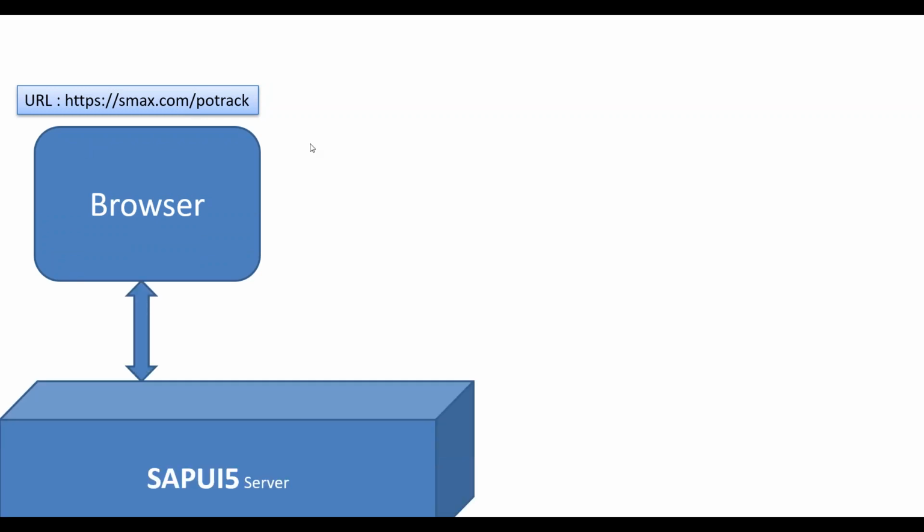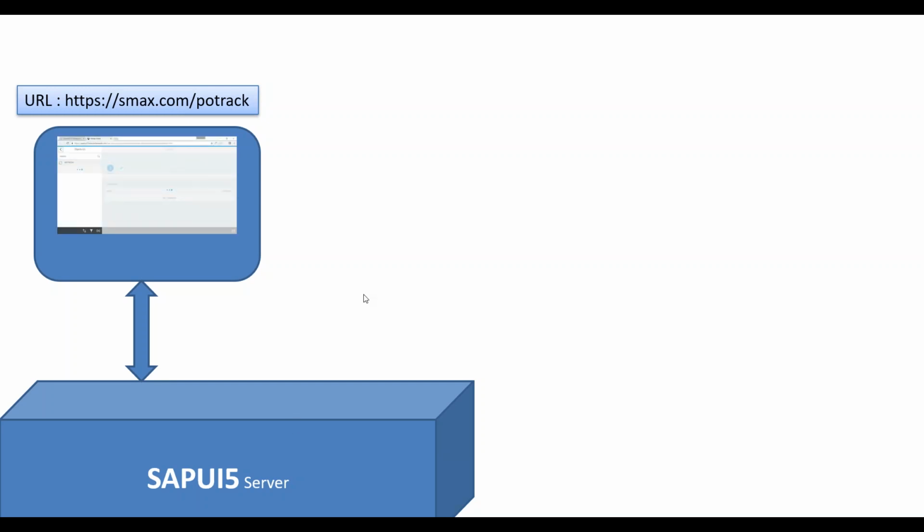smax.com purchase order tracking. So when you paste this URL and press enter, what is happening? The browser will retrieve the application from a server, and it gets loaded on the browser. That application contains a lot of HTML files, CSS files, JavaScript files that get loaded on the browser. Once that is loaded, the browser interprets it, reads it, understands it, and then the screen appears.